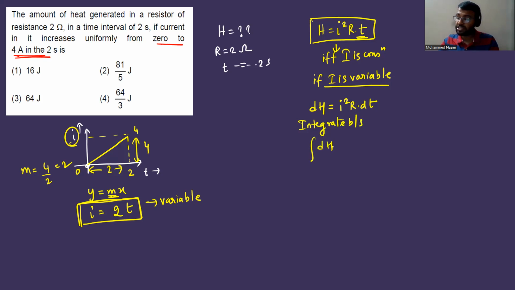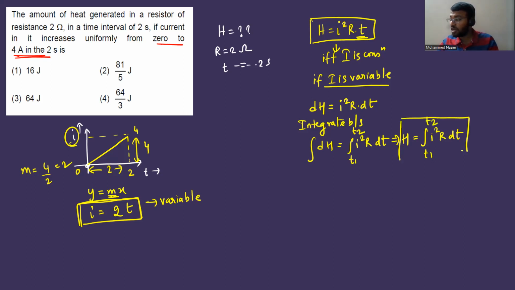So integration of dH equal to integration of I square R dt from time limits t1 to t2. Integration of dH is H, which is equal to integral of I square R dt from t1 to t2. This is the heat formula. Are you all following? You will use this formula if current is variable, and the earlier formula if current is constant. So be very, very careful. Till now we did questions where the flow of current was constant. Now the flow of current is variable. How do you know? You can see that current is changing continuously from 0 to 4.